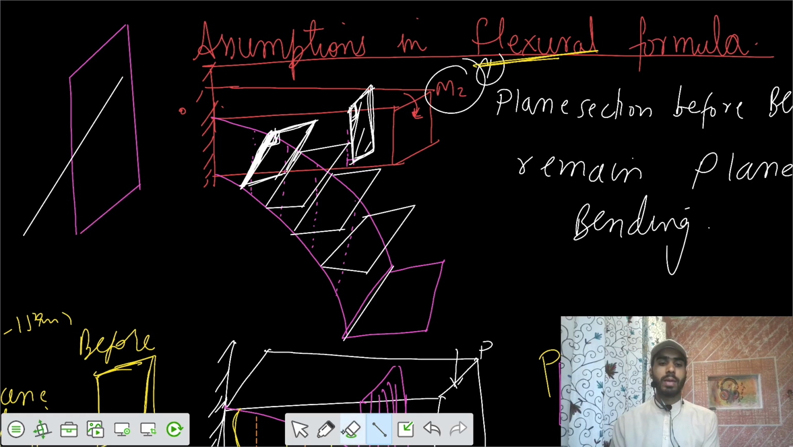So this was our plane profile initially, but after the bending has happened, it has deformed, or it has bent such that the plane section now remains in this fashion. So this is our plane section now.